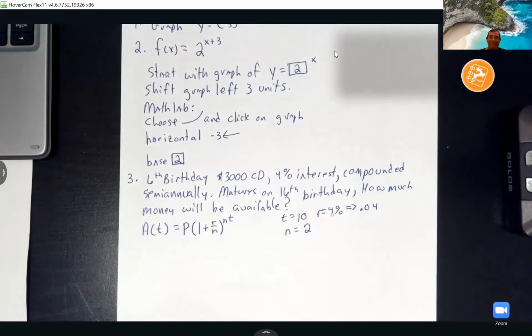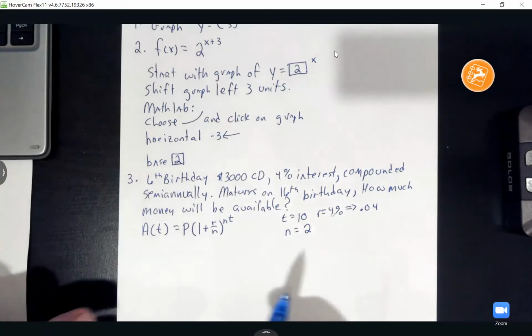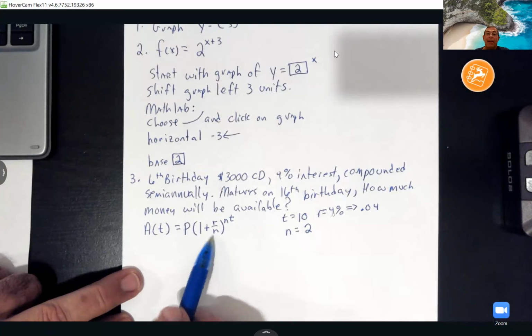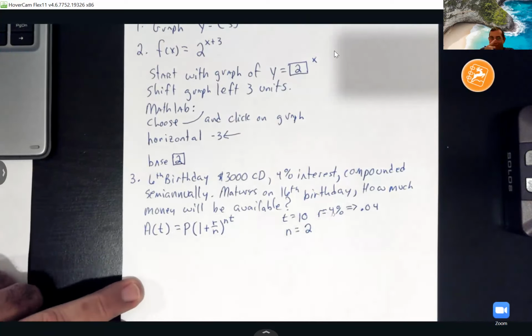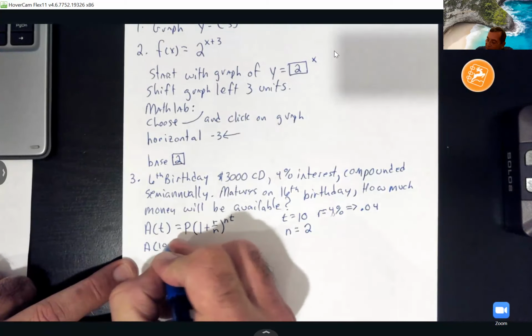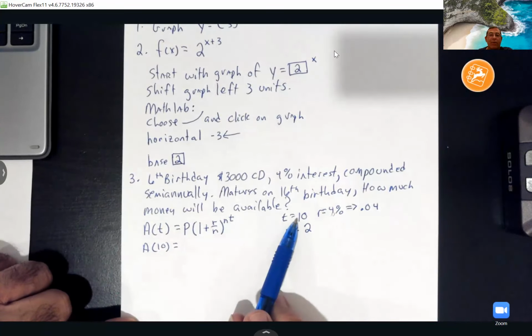Okay. Mr. Eugene, right there where you got that P parenthesis 1 plus, is that an R over N? R over N. Okay. That's this R we're finding, this little interest rate here. Okay, I would just make sure that wasn't a T. So we're finding the amount after 10 years, since that's what our T was.